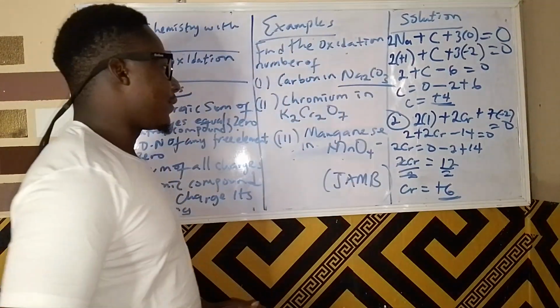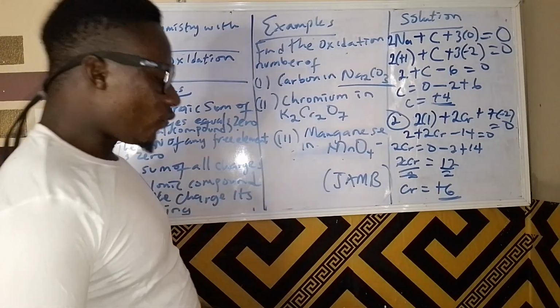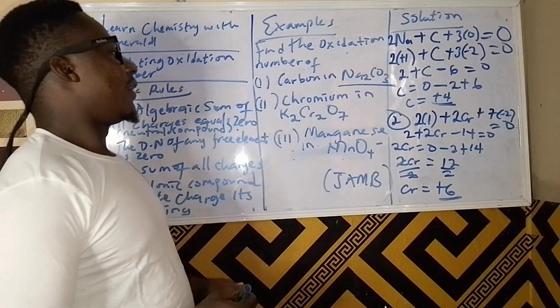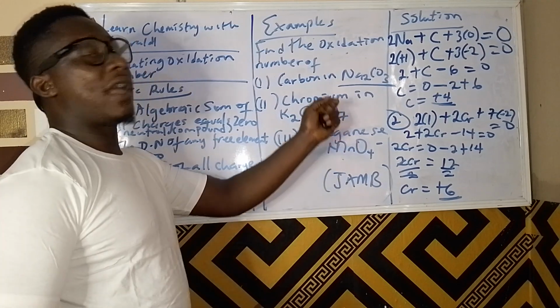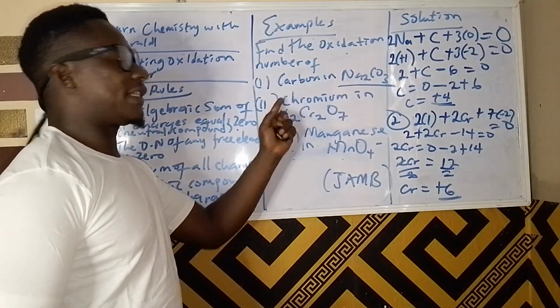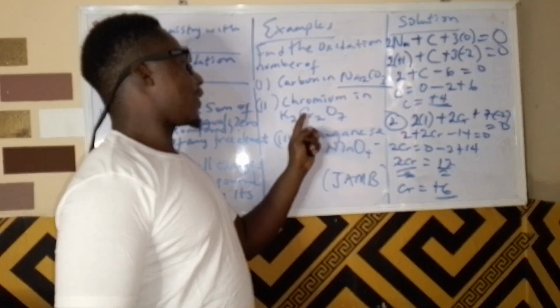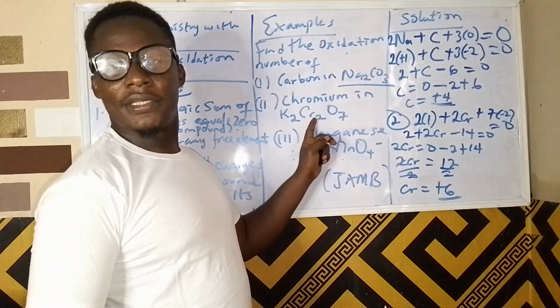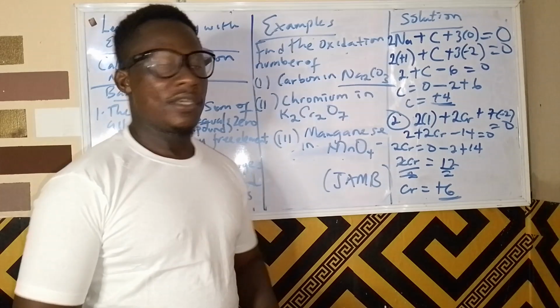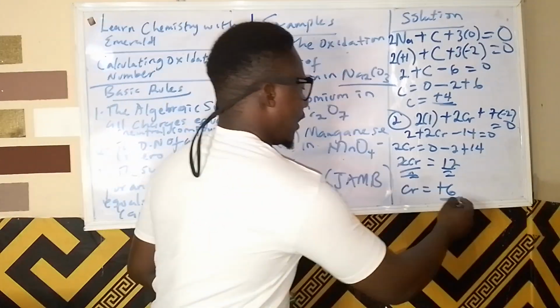So that's why you have potassium heptaoxodichromate 6. Potassium heptaoxodichromate, because it has 2 here, dichromate 6. This is the one for here.